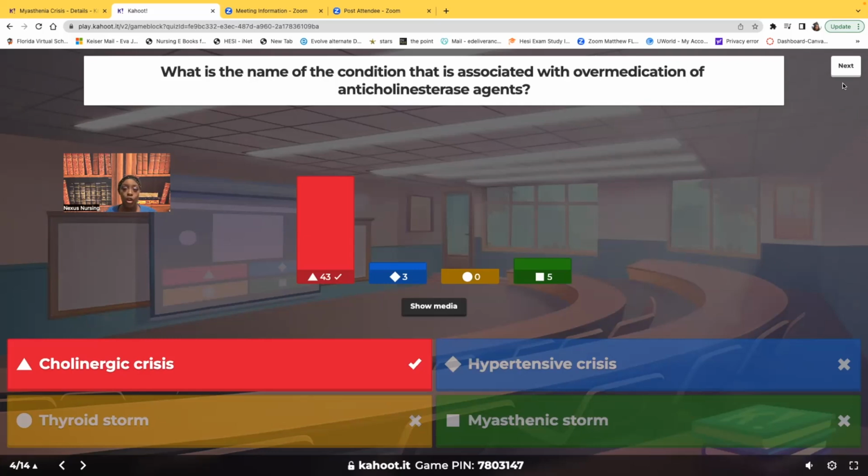They have hyperthyroidism times 1,000, right? And myasthenic storm, I just made that up. That's not a real condition, right? The patient can have myasthenic crisis where they have a subtherapeutic level, but not myasthenic storm. So anyway, when the patient is over medicated with anticholinesterase agents, we call that cholinergic crisis. That's what it can cause.